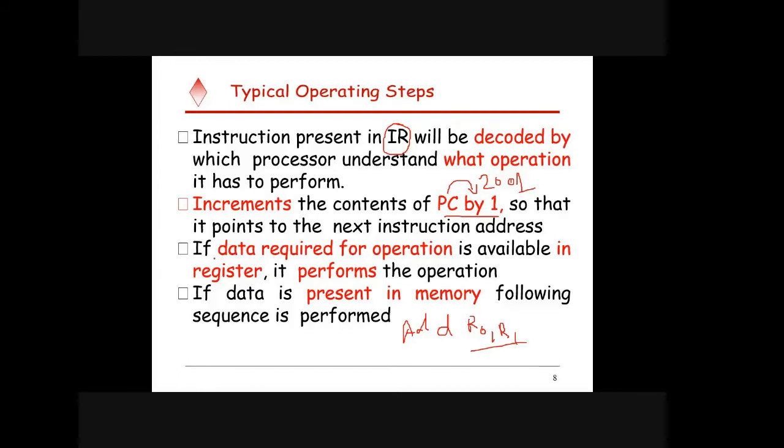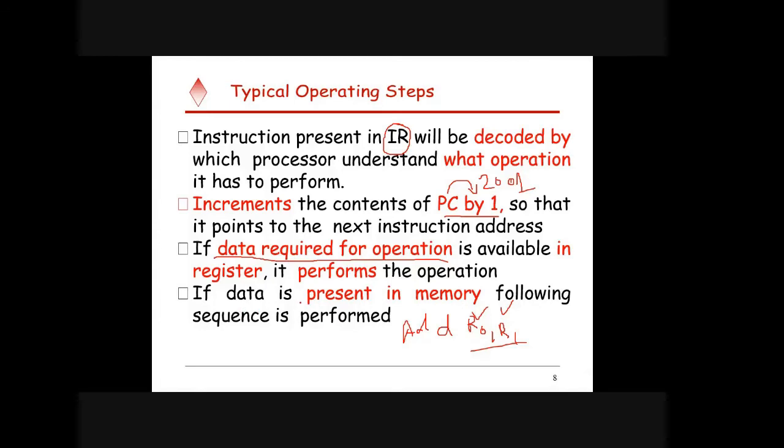That was the next statement. If the data required for the operation, what is the data required? That is the operands of the instruction, R0 and R1. If both are present inside the processor itself, then there is no need of fetching any data from the memory. Immediately the processor can do the operation.